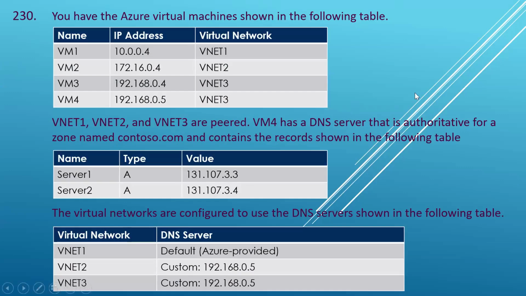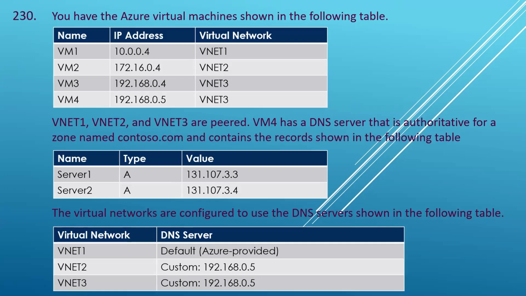Question number 230 of the series. You have the Azure virtual machines shown in the following table. You have 4 virtual machines with the name of VM1, VM2, VM3, VM4. VM1 is connected to virtual network VNet1, VM2 is connected to virtual network VNet2, and VM3 and VM4 are connected to virtual network VNet3. Their IP addresses are also on your screen.